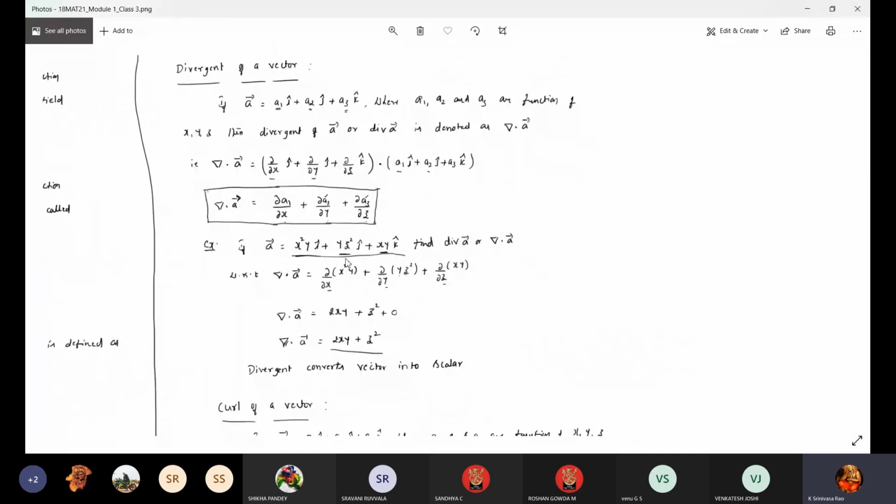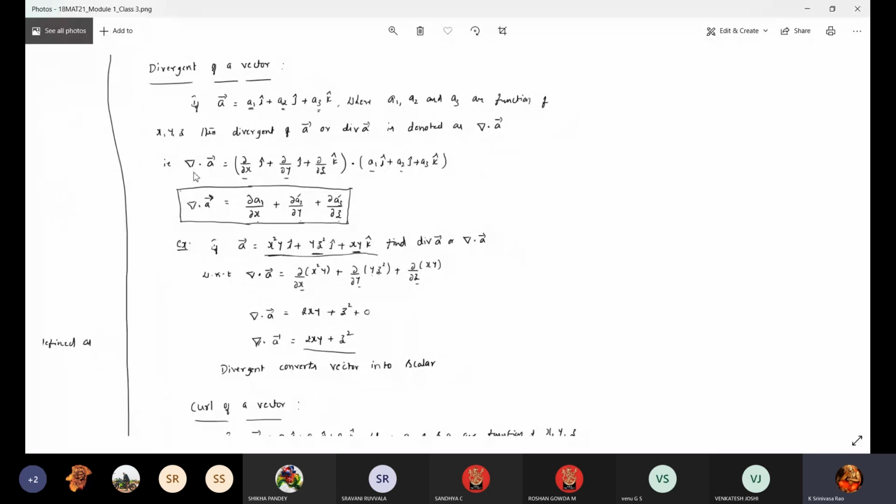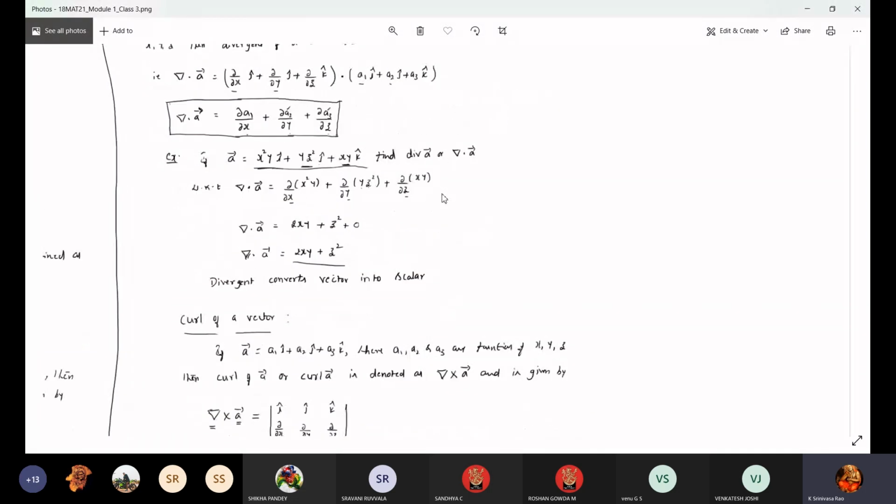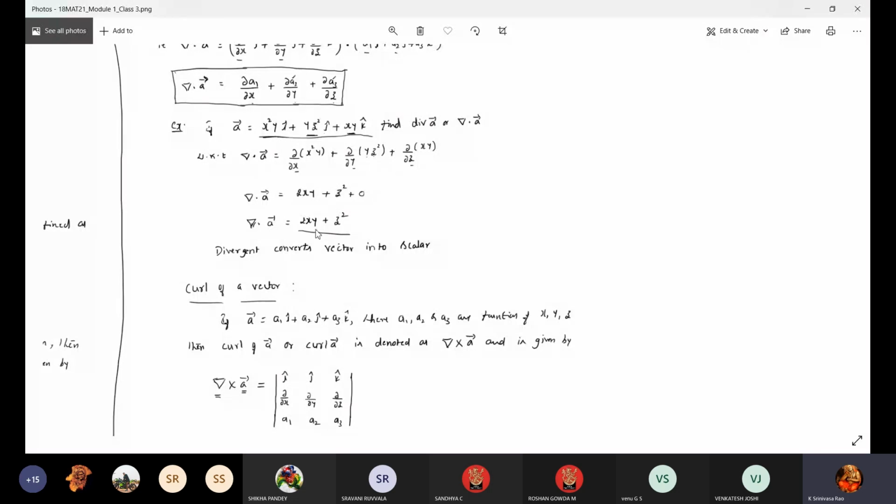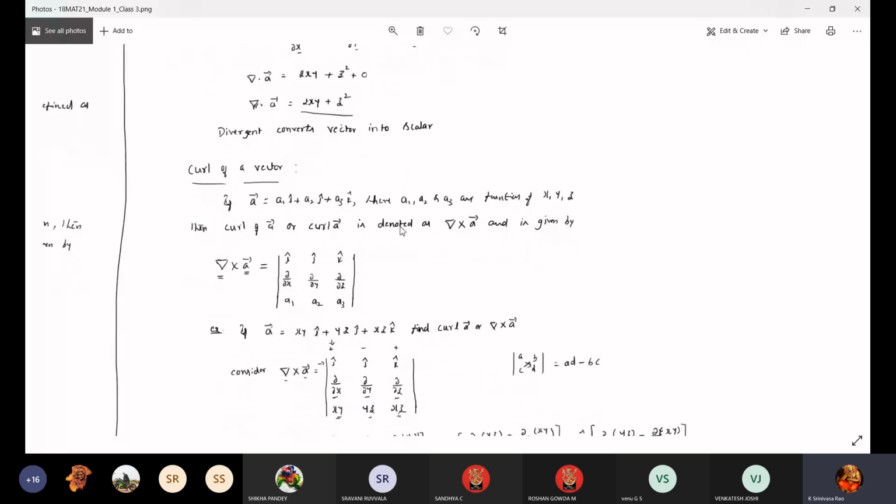Similarly, the second definition is divergence. Divergence is also with the operator del, dot a vector. If you take the dot product of two vectors, first component with first component, you differentiate a1, the first component of the vector, with respect to x, a2 with respect to y, and a3 with respect to z. You should not write i, j, k, because in a dot product i dot i gives 1, j dot j gives 1, and k dot k gives 1. Divergence converts a vector into a scalar, because it is a dot product, so no unit vectors come in the final answer.